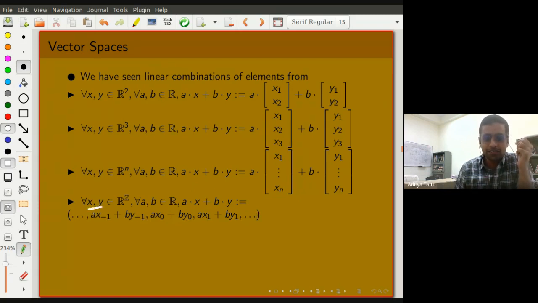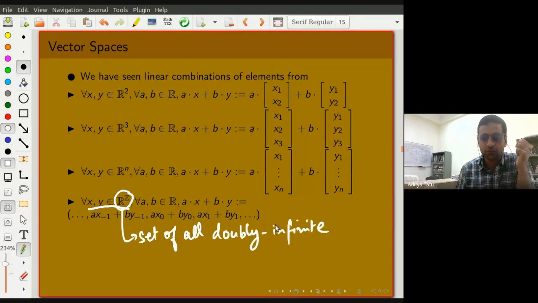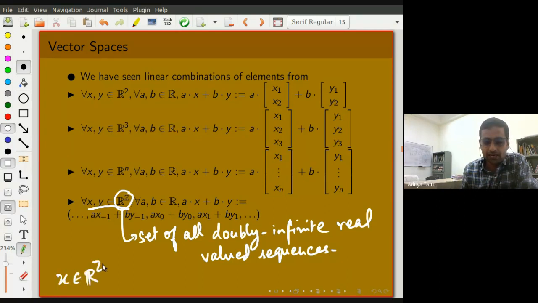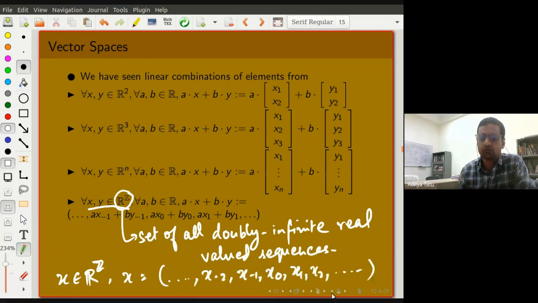So let X and Y be elements of this set. I don't know if you're familiar with this set. This is the set of all doubly infinite real-valued sequences. I'm sure you've seen this in a different course in this semester itself. Have you seen this set before? An element X in this R^Z will look something like this: X minus 2, X minus 1, X0, X1, X2, and so on, where each Xi is a real number.